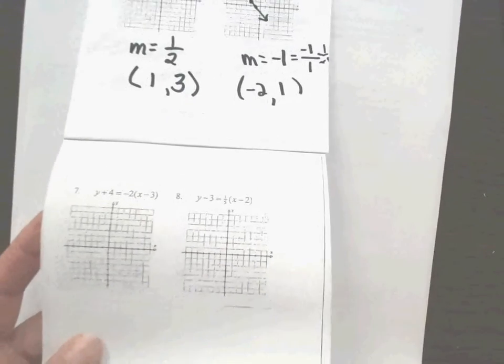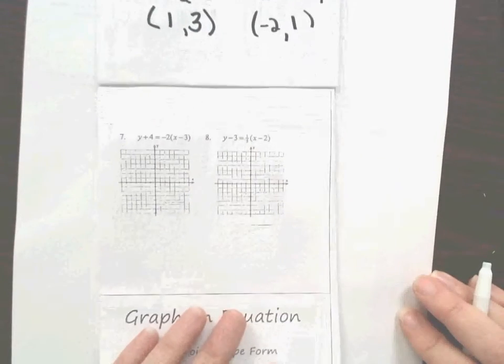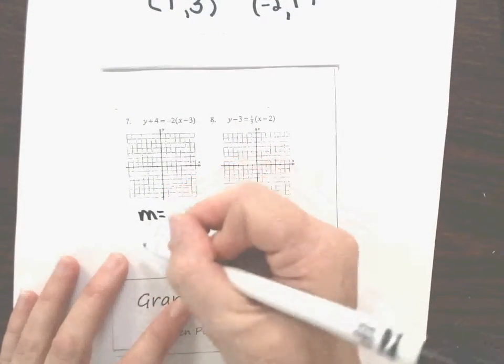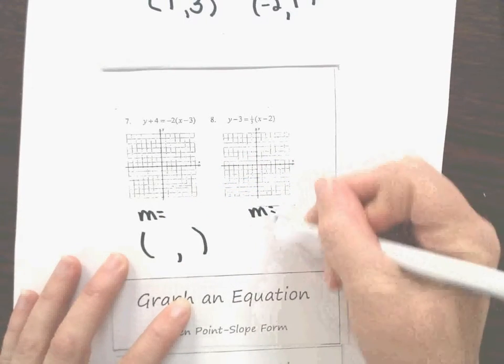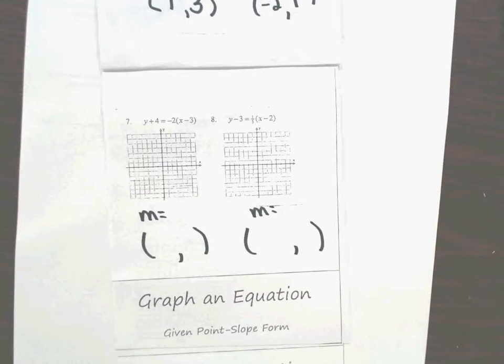Okay, so 7 and 8, you don't have to graph them if you don't feel comfortable with that part, or especially if you're doing it in pen. But see if you can write down your ordered pair and your slope. So m equals, and then what's your ordered pair? And if you feel comfortable graphing it, do so. And if not, then wait, or ask questions as I walk around.